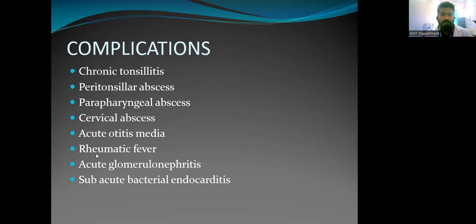These three, rheumatic fever, acute glomerulonephritis, and SABE, subacute bacterial endocarditis, are also caused by the group A beta hemolytic streptococci. That's why you have rheumatic fever, acute glomerulonephritis and subacute bacterial endocarditis.